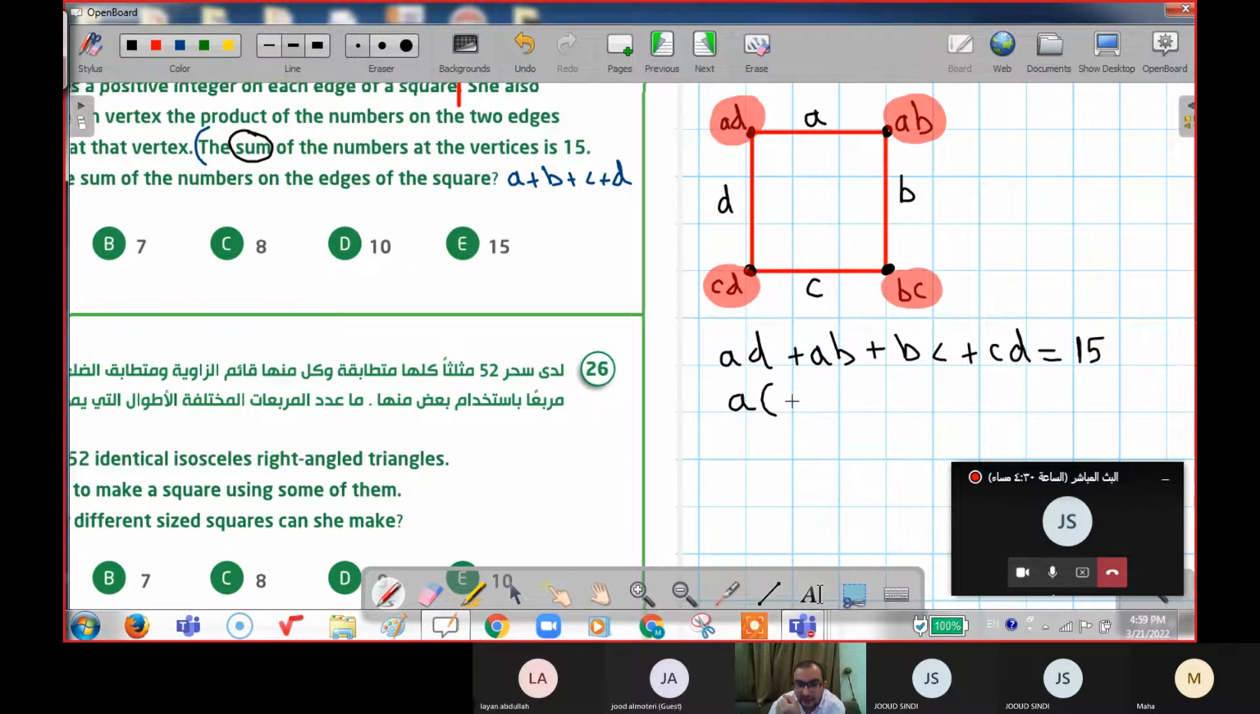So it will be D plus B, then close the parentheses. Just wait, I want to explain this one.